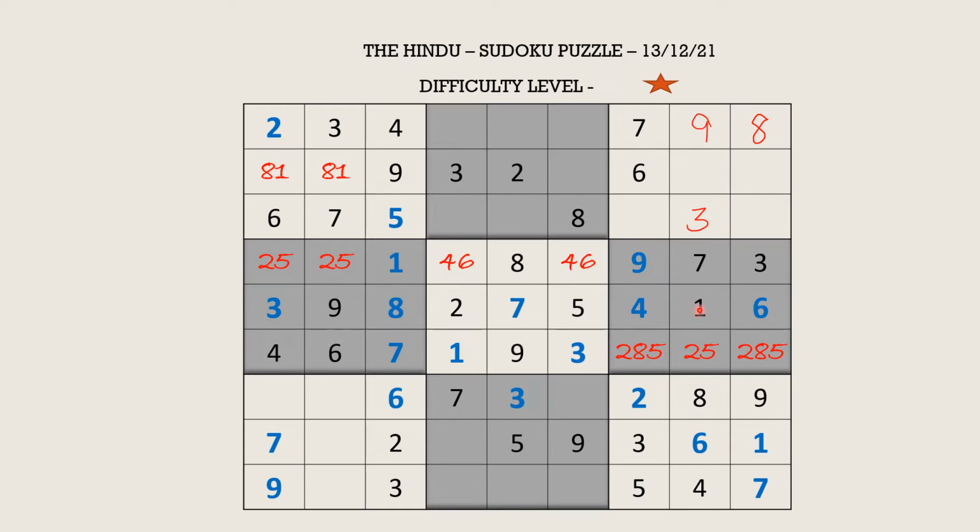So there is a 1 blocking here and a 1 blocking here. So this becomes 1. So 2 blocks here. So this is 2. So the leftover cells are 4 and 5. So there is a 4 blocking here. So this is 5 and this is 4. This cancels out.